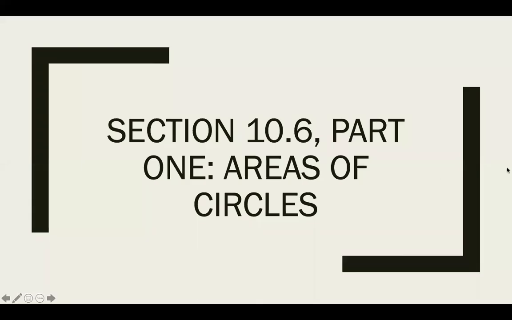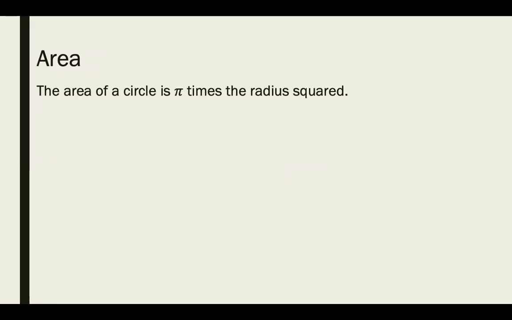All right, this is our first video for chapter 10, section 6. We're talking about the area of a circle. So this is a formula that we also talked about earlier on in the year. The area of a circle is just pi times the radius squared, or in other words, pi r squared.